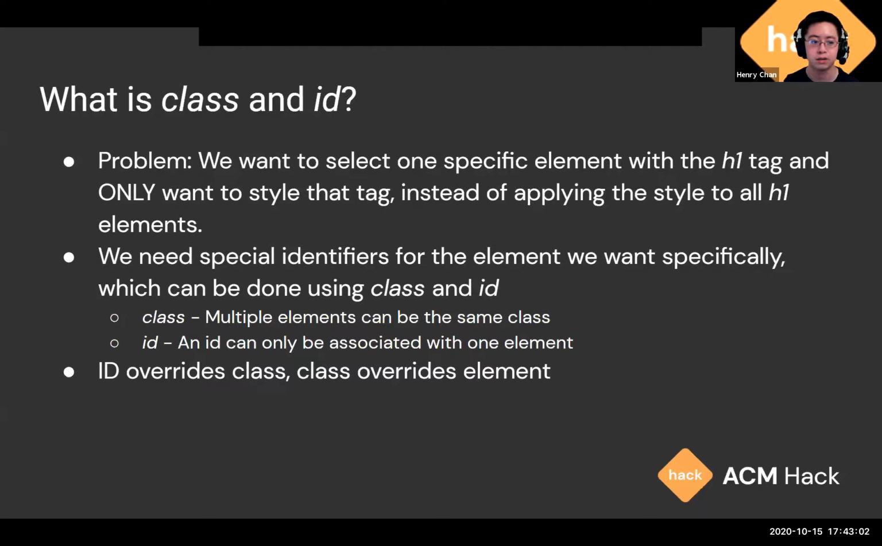And so the way that we handle this is by using classes and IDs. Class is basically a selector that selects multiple elements across the same class. And then ID is when you want to style an element that's just that element. And so the thing that you want to know about this is that in terms of priority, ID overrides the class, and then class overrides the element selector.